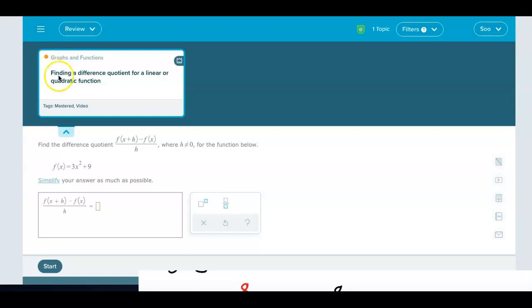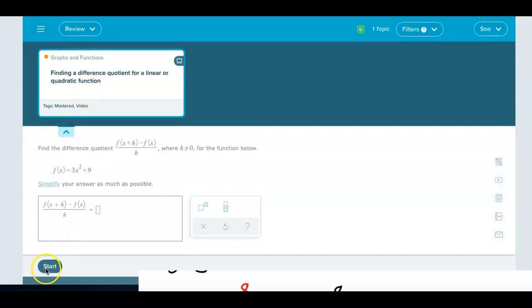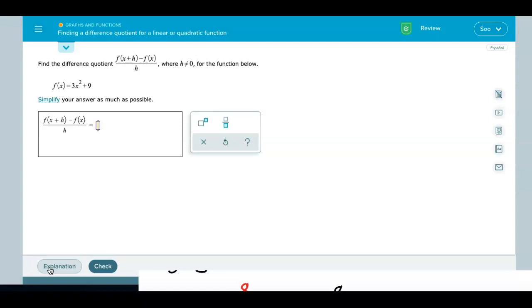I'm going to go over finding a difference quotient for a linear or a quadratic function. I hope to get some linear ones because they are the easier ones. All right, let's go ahead and get started. They are the same thing. It's just quadratic, you're going to have to FOIL or know what x plus h squared is. But let's try this. Oh, my first one is a quadratic.